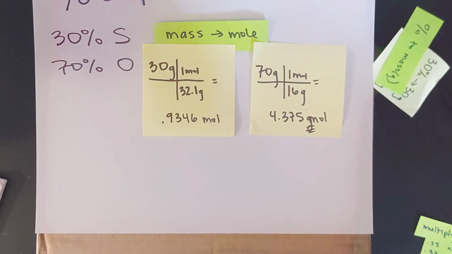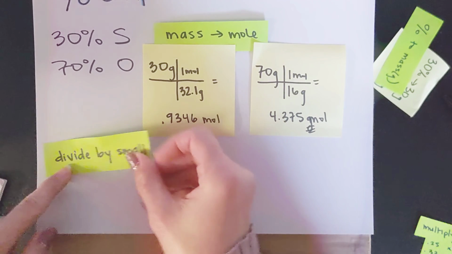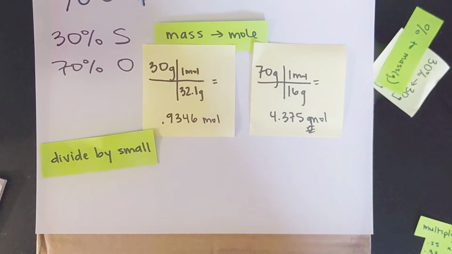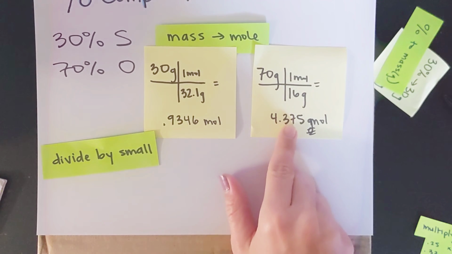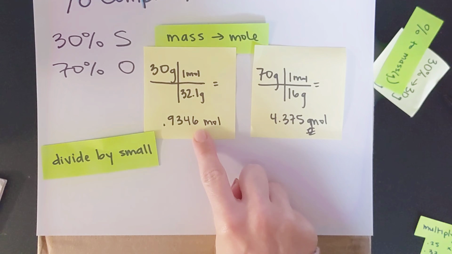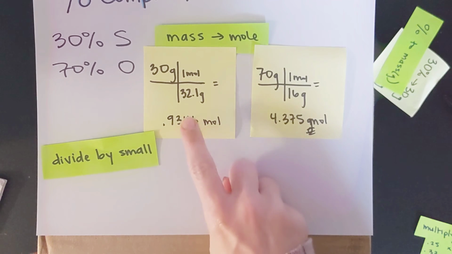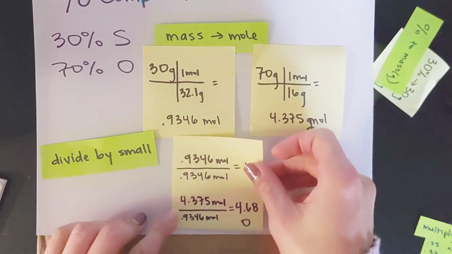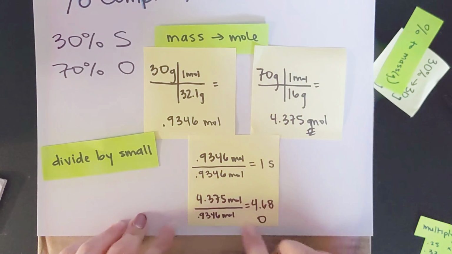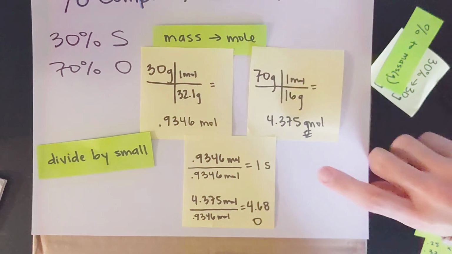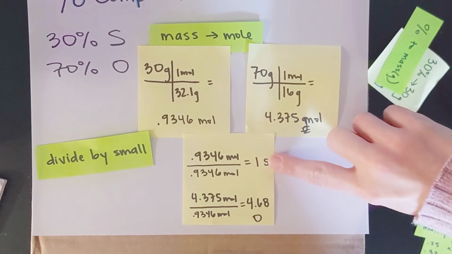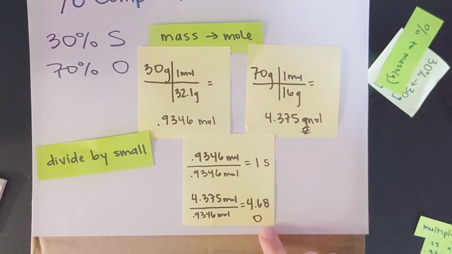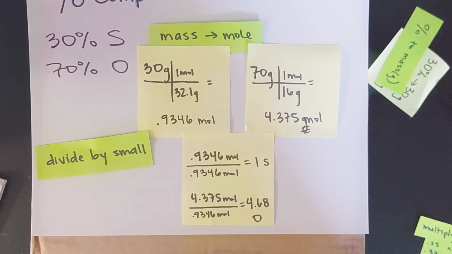Now we're going to compare the 2 values that we have here and here, because we need to divide by the smallest mole value. So which of these 2 values is smaller? It's 0.9346, which means we are going to divide this number and this number each by 0.9346. So our third step would look like this. This gets us to 1, and that's for sulfur, and this gets us to 4.68, that is for oxygen.